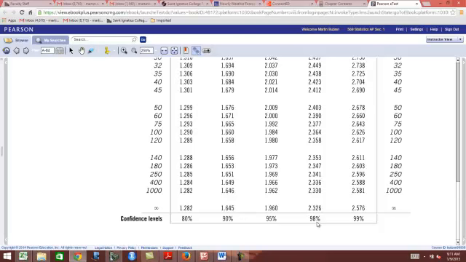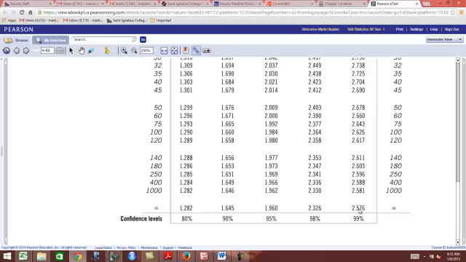2.326, 98%, and 2.576, 99%. Now, when you want to know how many standard deviations you need to go to the right and to the left of p hat in order to cover a certain area under the normal curve, this is where you go. Or you can calculate it in your calculator, but to do that, you have to do a little bit of thinking. Anyway, the easiest thing is just to look at this table.